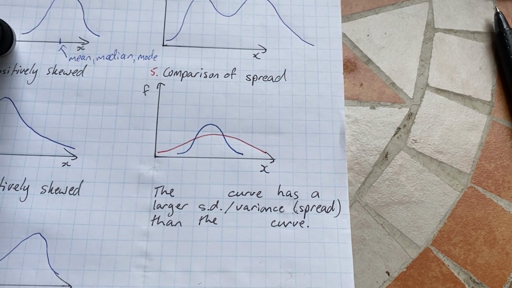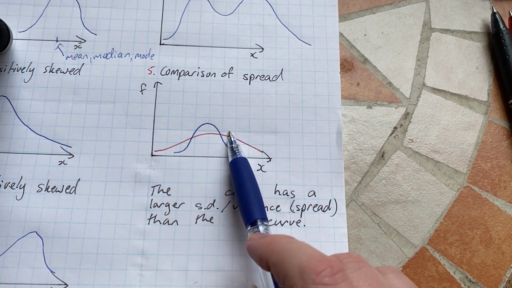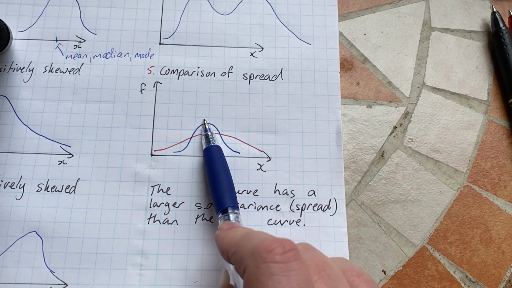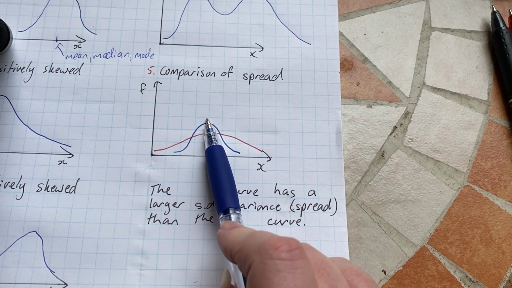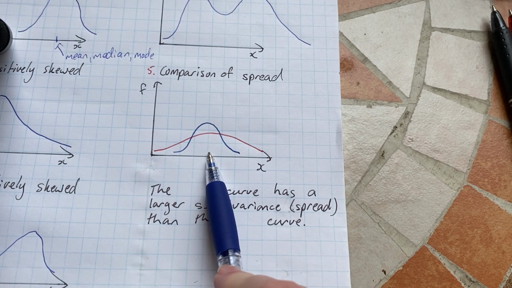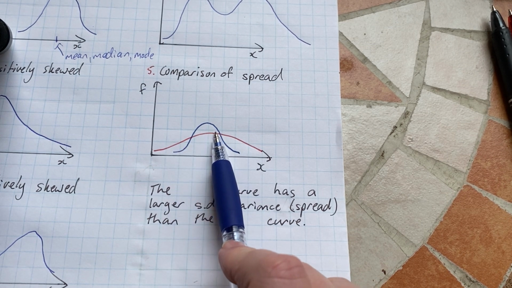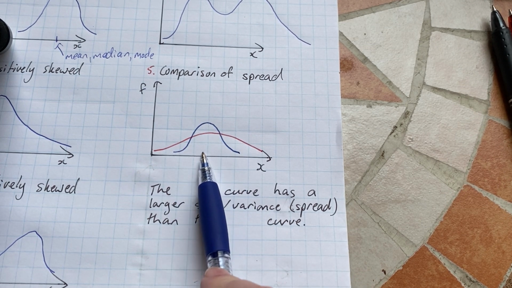Let's just look at this one for a comparison of spread. So we've got this red data set and this blue data set. So the blue data set, the middle, the mean, median, mode, it's quite symmetrical, so they're right here. And with the second data set, they're pretty close to the same. The mean, median, and mode, they're both symmetrical data. Mean, median, and mode around this area.